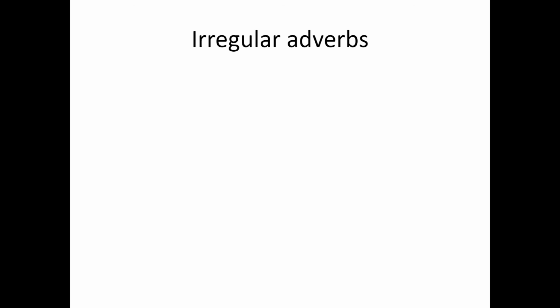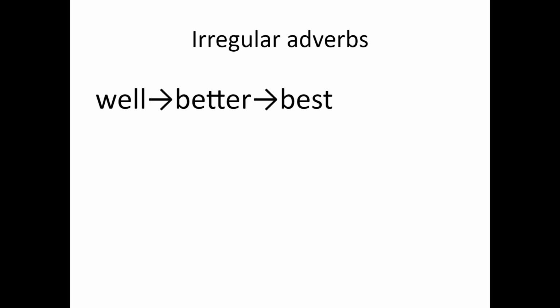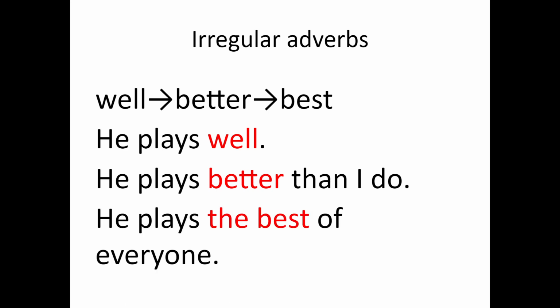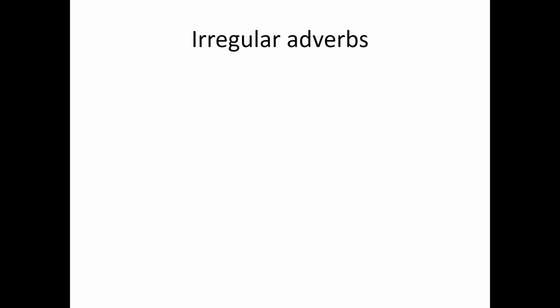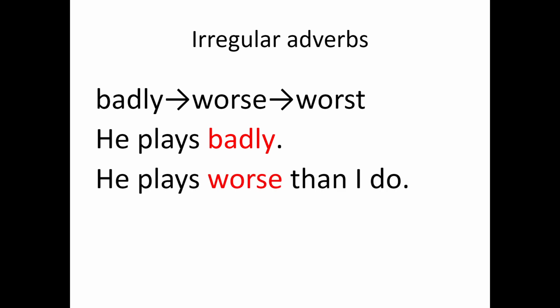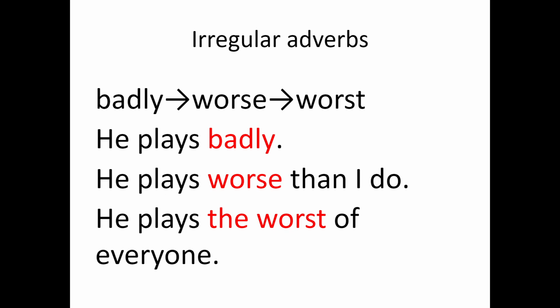Last thing, there are some adverbs where the comparative form and the superlative form are irregular, and you just have to memorize the forms. These are well, better, best. So he plays well. He plays better than I do. He plays the best of everyone. Or badly, worse, worst. He plays badly. He plays worse than I do. He plays the worst of everyone.